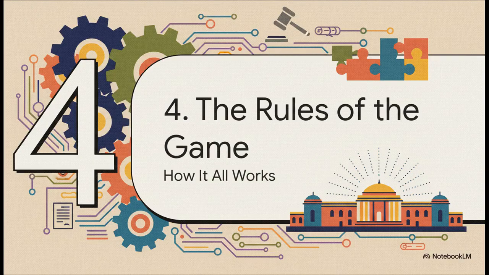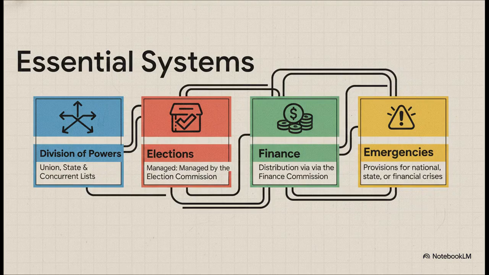So, we have all this machinery, but how do you make sure all these different parts, from the national government down to a tiny village council, all work together without it turning into total chaos? Well, you need a set of rules. And this is basically the instruction manual for the whole machine. It lays out the rules of the game, a clear division of powers so the national and state governments don't fight over who does what, an independent election commission to act as a fair referee, a finance commission to make sure money is shared fairly. It even has a plan for what to do in a national emergency. They really tried to think of everything.